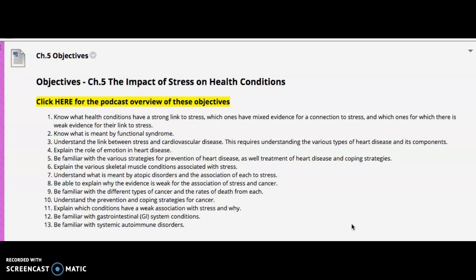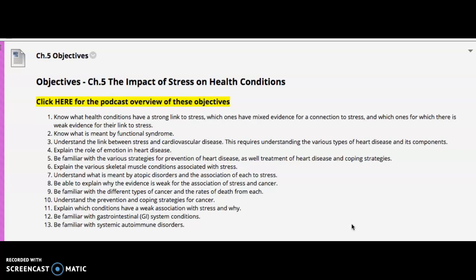And then we spend the rest of the chapter looking at those conditions that have a weak association with stress and why. And those would be some of the more popular culprits that we tend to think of in society as being directly related to stress. This is what we hear a lot about, but in actuality, the evidence is weak.